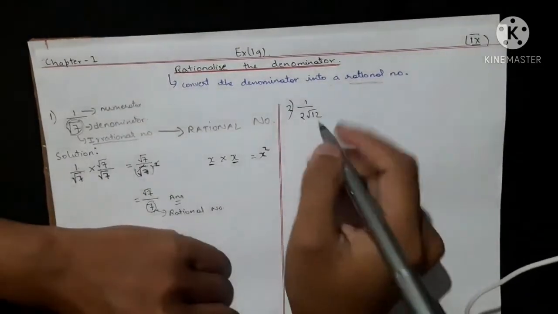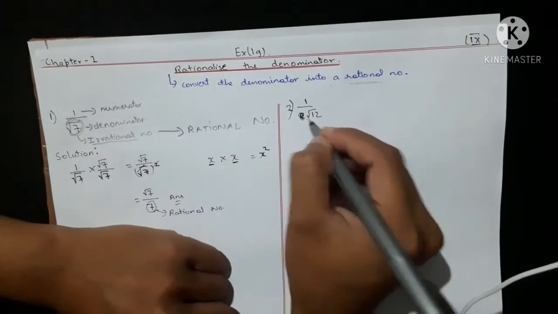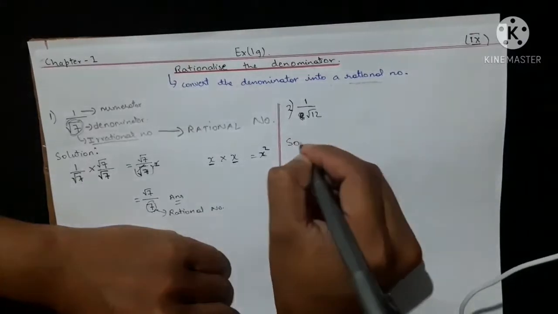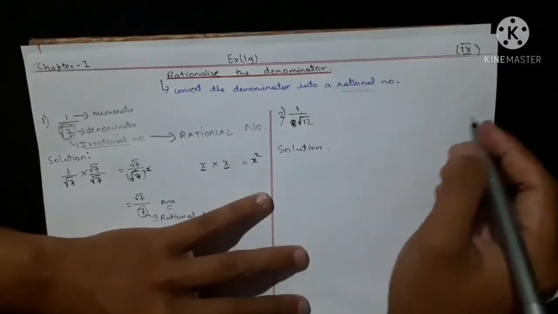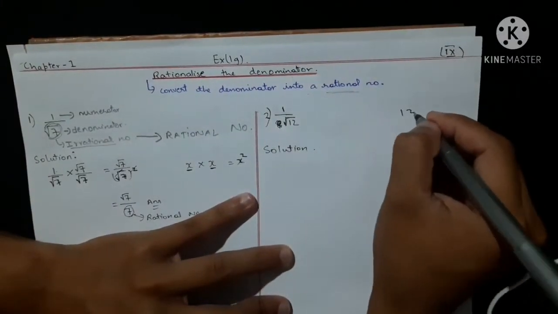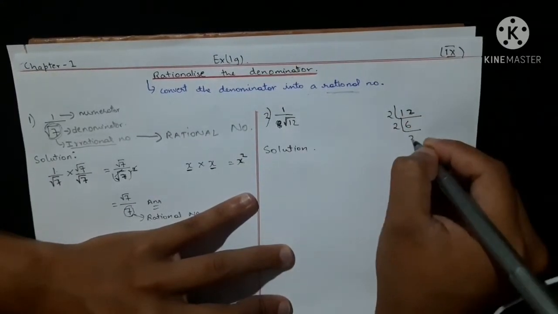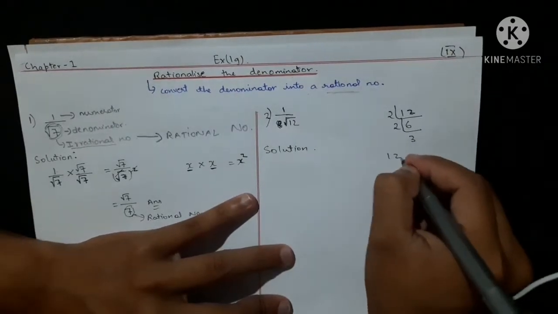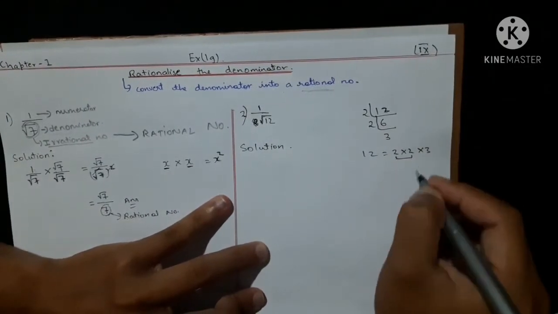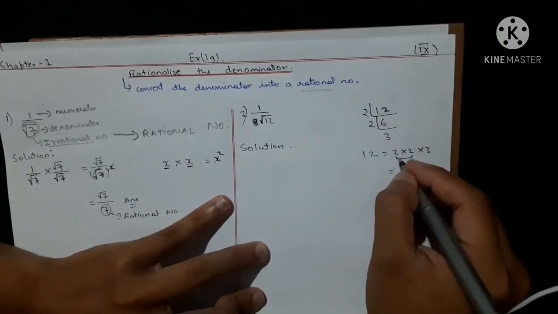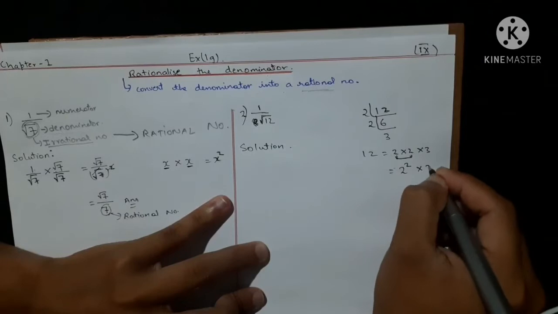Let's do some more questions. 1 by square root 12. Sorry, 1 by square root 12. In here, what we have to do first is further reduce this square root 12 by using prime factorization. 12 equals 2 multiply 6, and 2 multiply 3 equals 6. So 12 equals 2 multiply 2 multiply 3. So again here we have to multiply the same number 2 times, isn't it? So 2 multiply 2 becomes 2 square multiply 3.